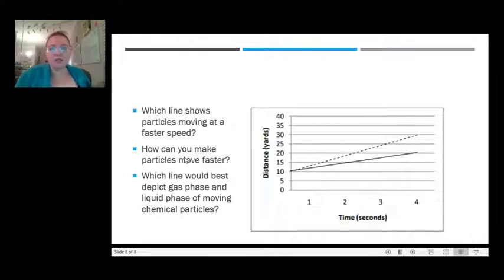How can we make particles move faster? Usually we can increase the temperature of our substance to make those particles have more energy. They absorb all that energy and they start moving around faster. And if we want to know which line would best depict the gas phase and the liquid phase of moving particles, gas phase particles move faster than liquid phase particles. So the dotted line would be our gas phase, and the solid line would be our liquid phase. And that's it.